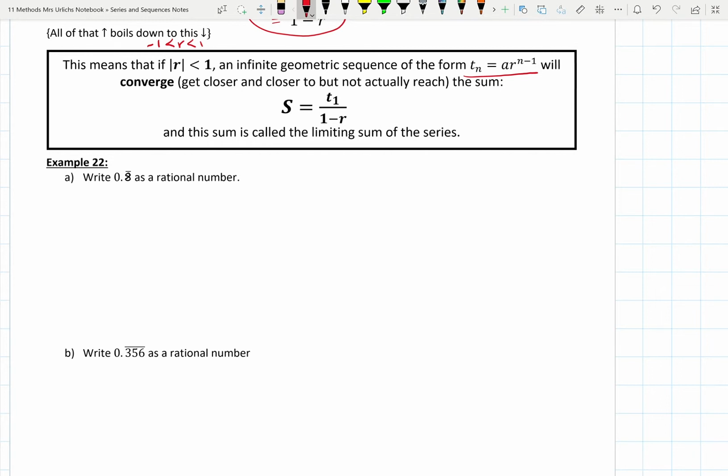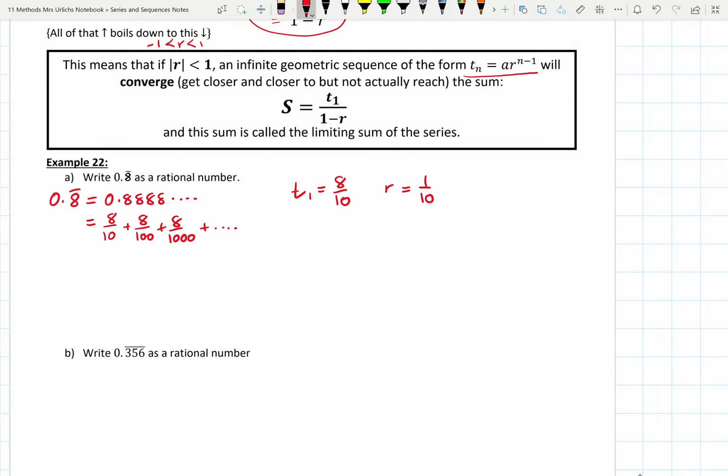Let's have a look at writing 0.8 recurring as a rational number. So first of all, we need to think about what 0.8 recurring is, and that is 0.8888 and so on with an infinite number of 8s. That's actually 8 tenths plus 8 hundredths plus 8 thousandths and so on. We can see that T1 equals 8 tenths. We can see that r equals 1/10.